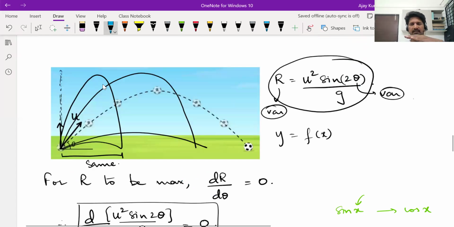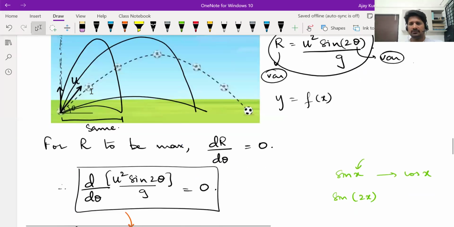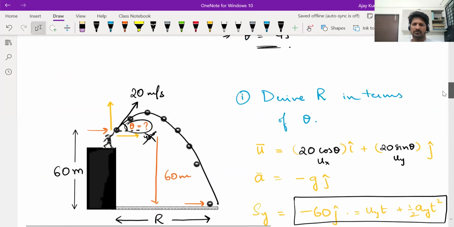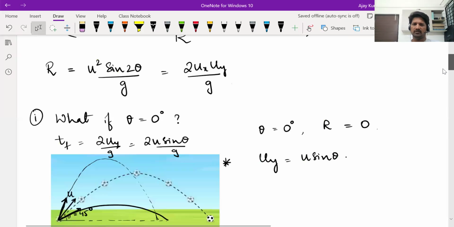For 45, the range is maximum. 10 degrees less than 45 means 35 degrees, and 10 degrees more than 45 means 55 degrees. They'll give you the same range. 35 plus 55 is 90, so they automatically become complementary angles. So this is something we missed when we discussed the range of a ground to ground projectile.